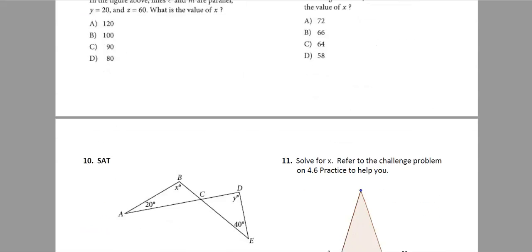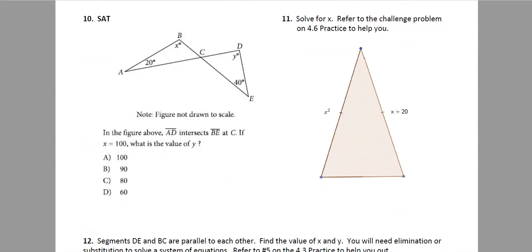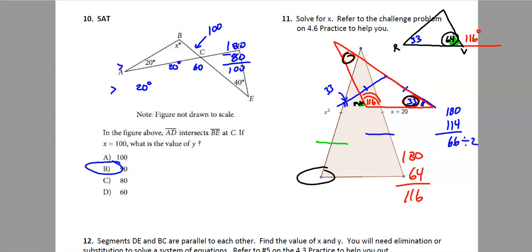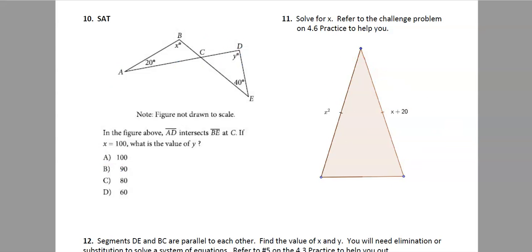What else we got? The last SAT, number 10, is figure not drawn to scale, AB, AD intersects, blah, blah, blah. X is 100. Give me a number. Sweet. Find Y. Pretty straightforward. 100 plus 20 is 120. Subtract from 180. Vertical angle in. I'm back to 100 over here, so it looks like I'm missing 80 degrees. So that one's pretty easy for an SAT.